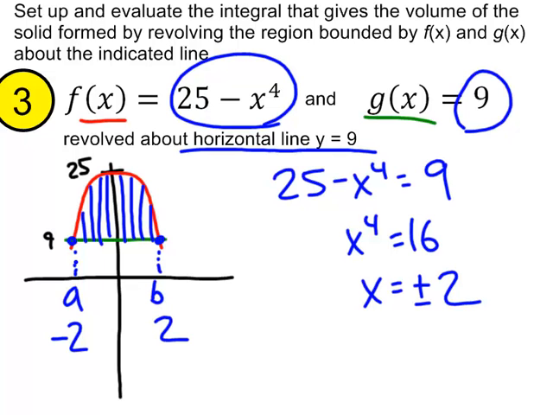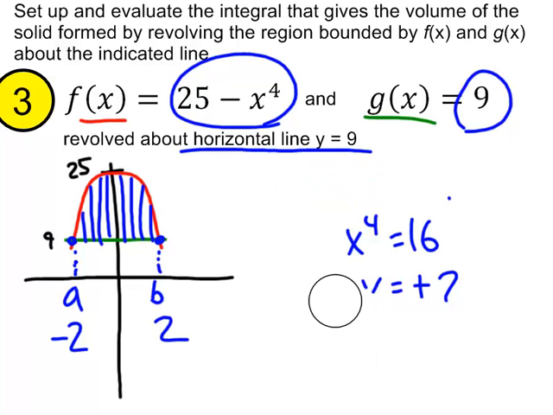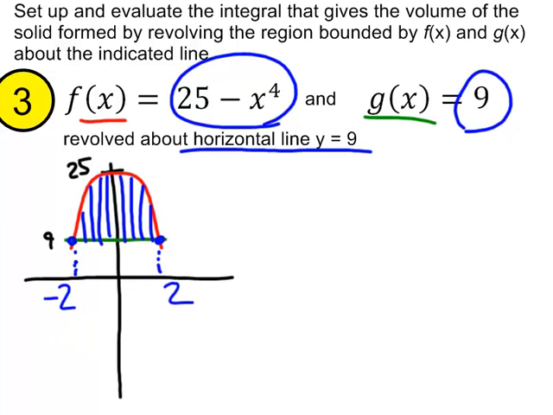Okay, I trust that all made sense. I'm going to get rid of some of this just to reduce screen clutter. Okay, let's pause and imagine how this would look if instead of being revolved around this horizontal line, y = 9, what if it was being revolved around the x-axis?